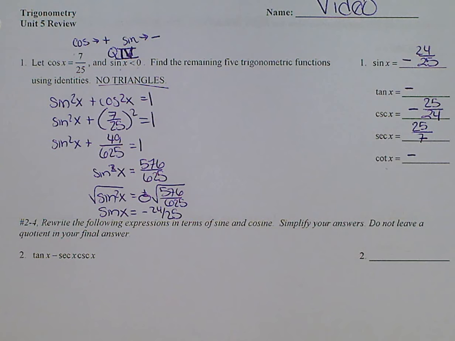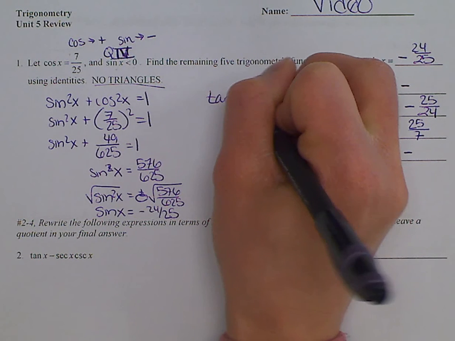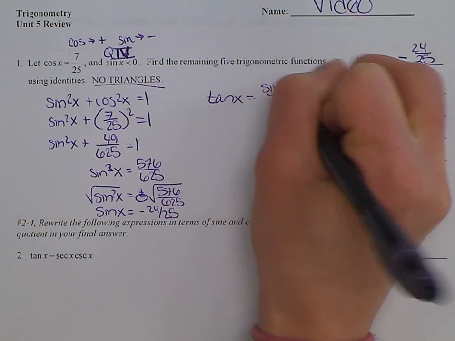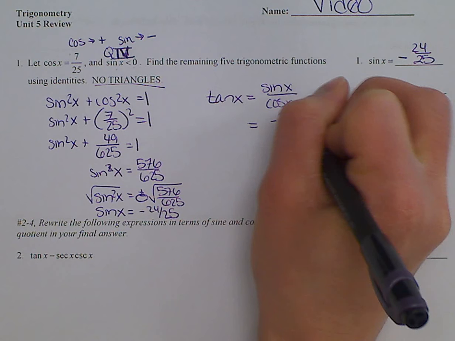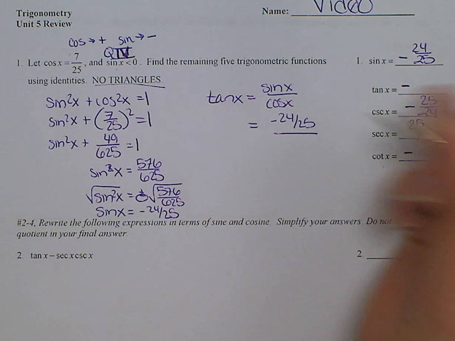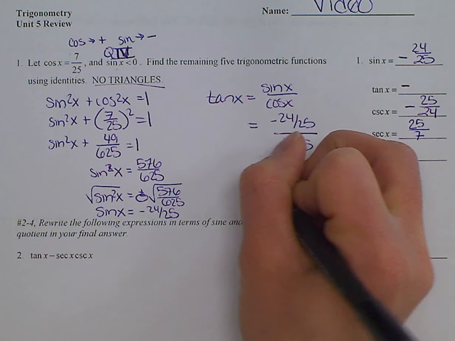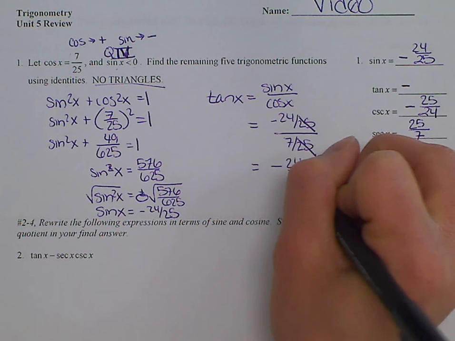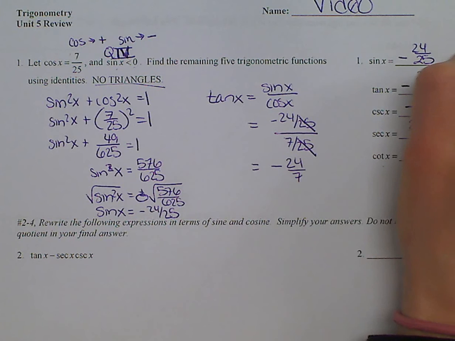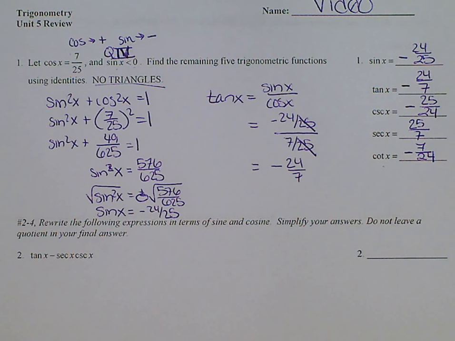Now to find our tangent, we could take the sine of x over the cosine of x using our quotient identity. The 25's cancel and we're left with a negative 24 over 7. We take the reciprocal. For our cotangent, we get negative 7 over 24.